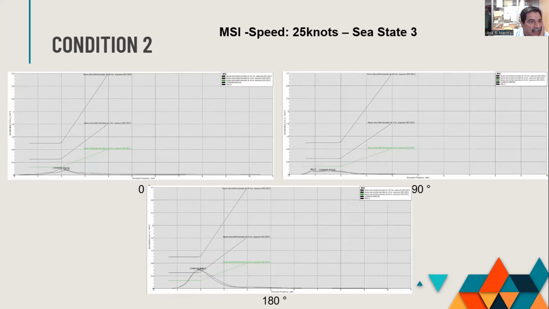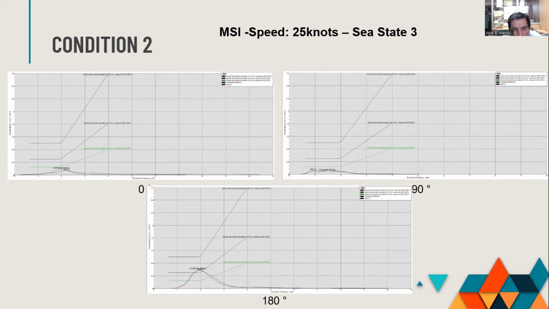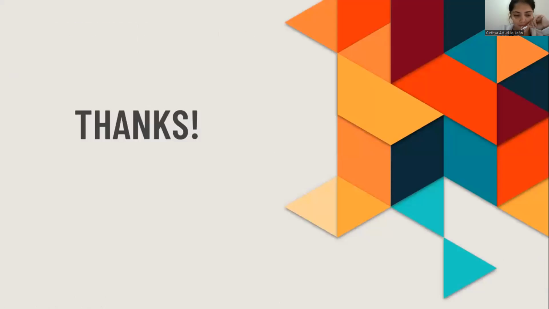Are you going to present this in ship design? Yes, doctor. Okay, good. And then in the second condition, the same as the first, and the results are very close in both conditions. Thank you.